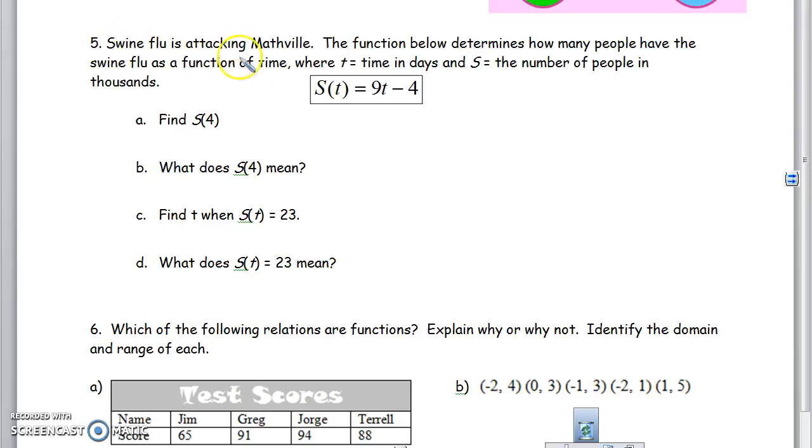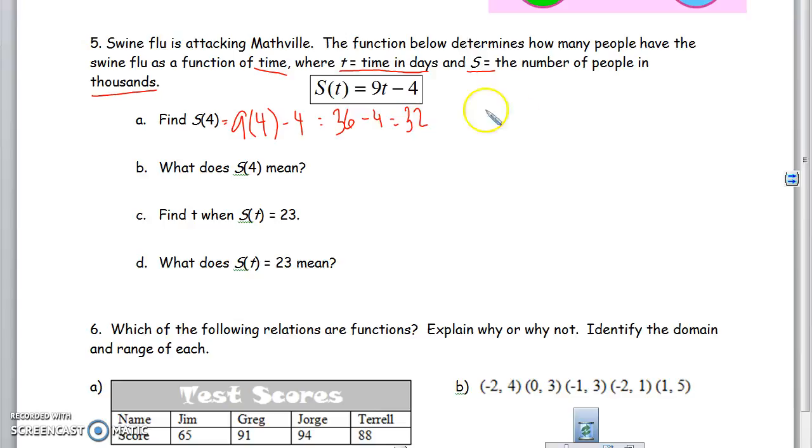So, number 5, swine flu, or in a more recent event, Zika, is attacking Mathfield. The function below determines how many people have the swine flu as a function of time. T is the time in days, and S is the number of people in thousands. If I want to find S of 4, I simply substitute 4 in, so 9 times 4 minus 4, which is 36 minus 4, which is 32.